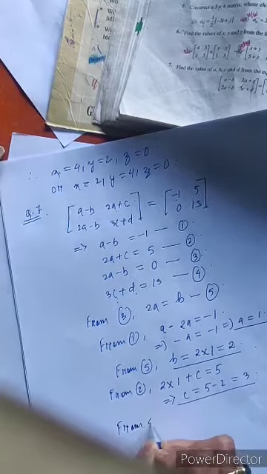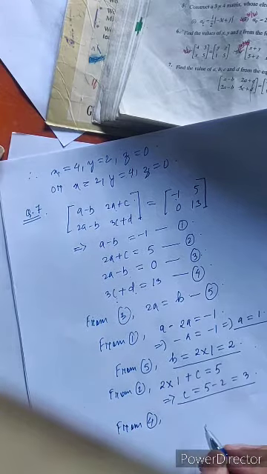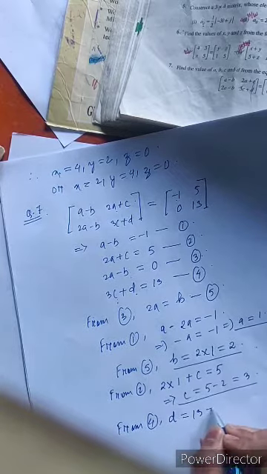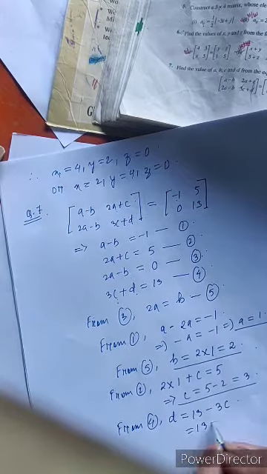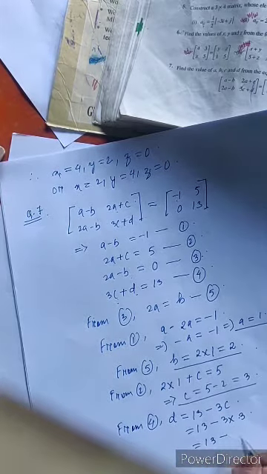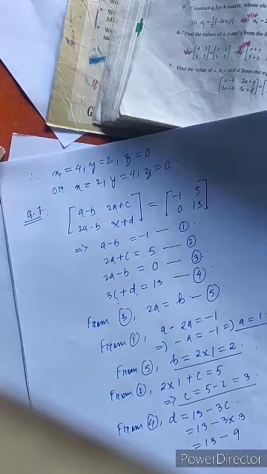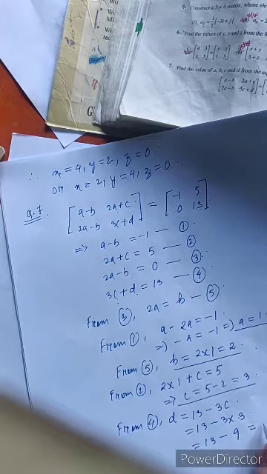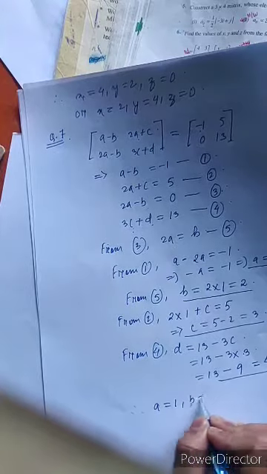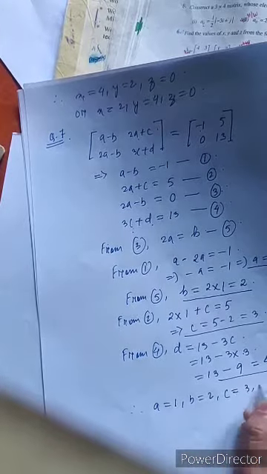Then from equation number 4, by putting the value of c in equation number 4, we can find the value of d. D is equal to 13 minus 3 into c. What is the value of c? The value of c is 3. 13 minus 9 is equal to 4. Therefore, a is equal to 1, b is equal to 2, c is equal to 3, and d is equal to 4. We found the values of a, b, c, d.